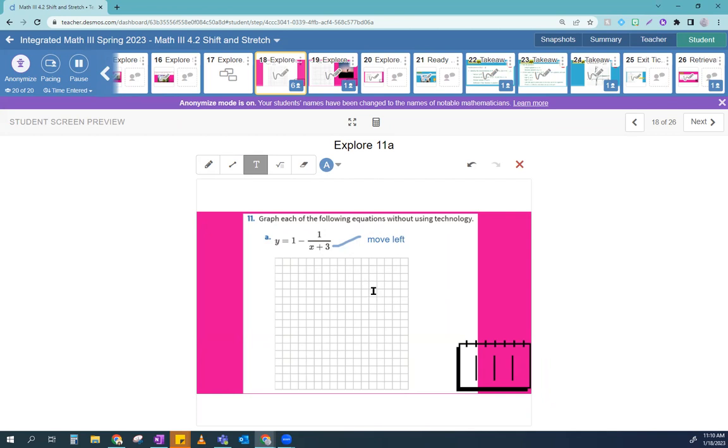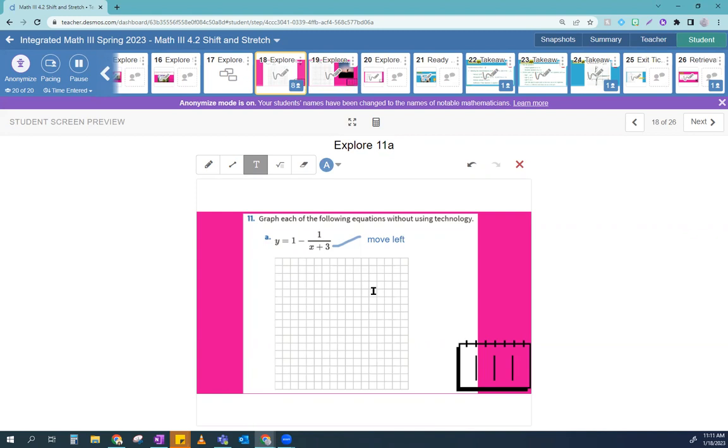And then someone else said the 1 is the vertical shift. In case you don't remember, vertical means up and down, up and down. So now I'm going to move that up 1. Someone else said +3 moves the graph left 3 units. Someone else said the graph is reflected because of the negative. Ooh, who saw that? Who saw that negative and knew that it was a reflection? I got a couple people in the chat.